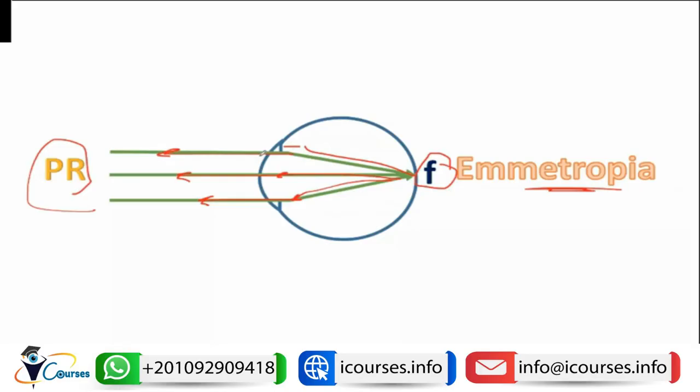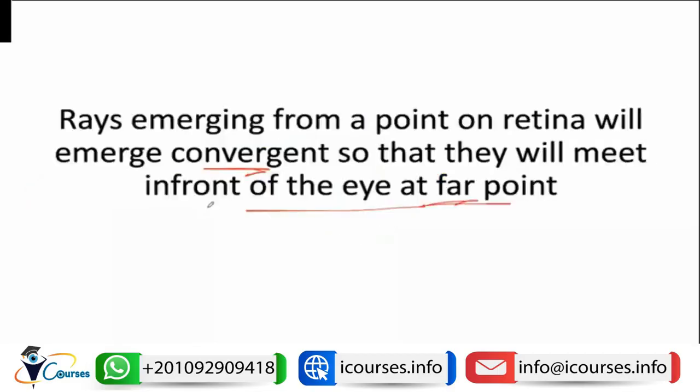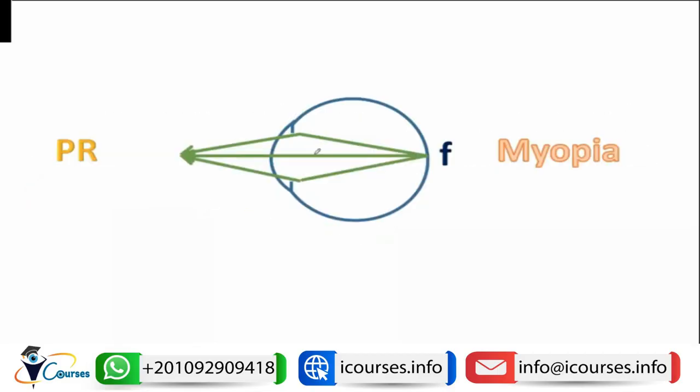So the light rays will be emerging parallel again, as we said, as we can see it. Okay. If we have myopia, what will be the condition here? If we have myopia, the light rays will be coming from the F2 of the eye, which is present on the retina.